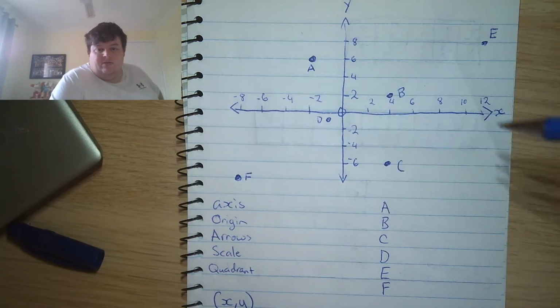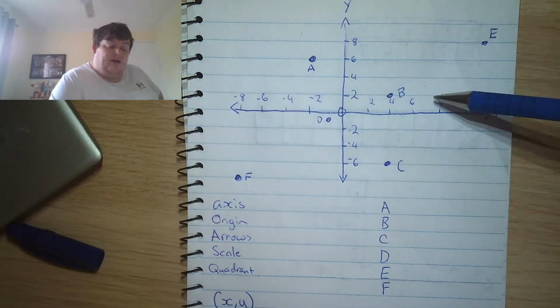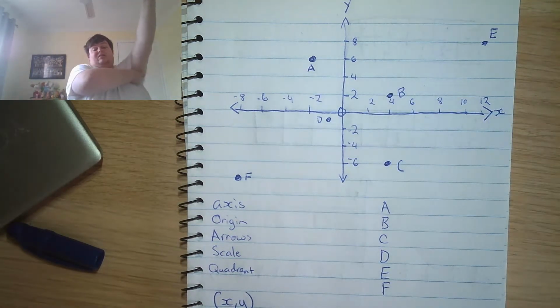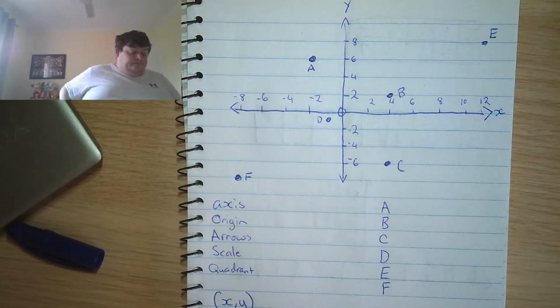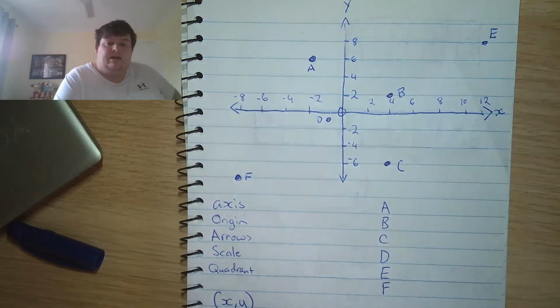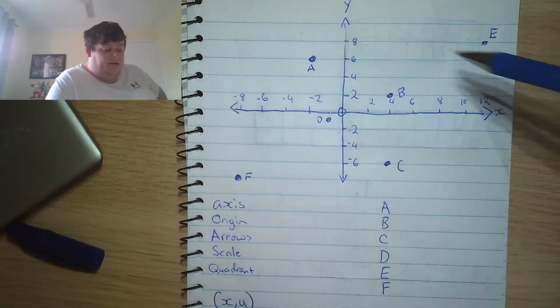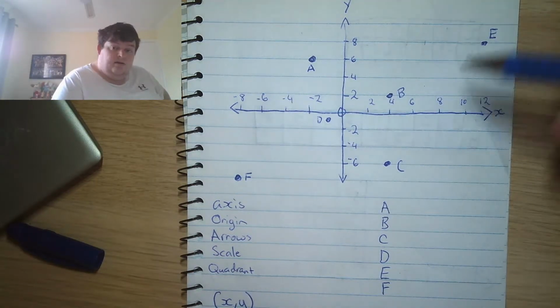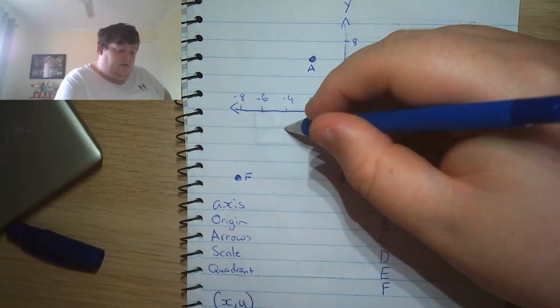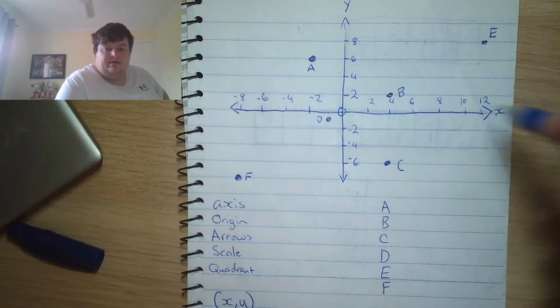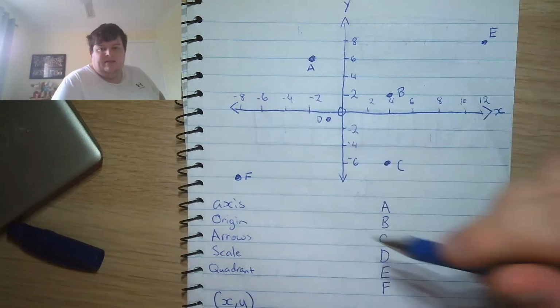Same with my horizontal. Technically, your horizontal and your vertical can be different scales if you want to, but it's best to keep it consistent. All right, that's scale. Now there are 4 quadrants which are split up by these two axes. There's 1, 2, 3, 4. And they're the squares that are made out of these two things crossing.